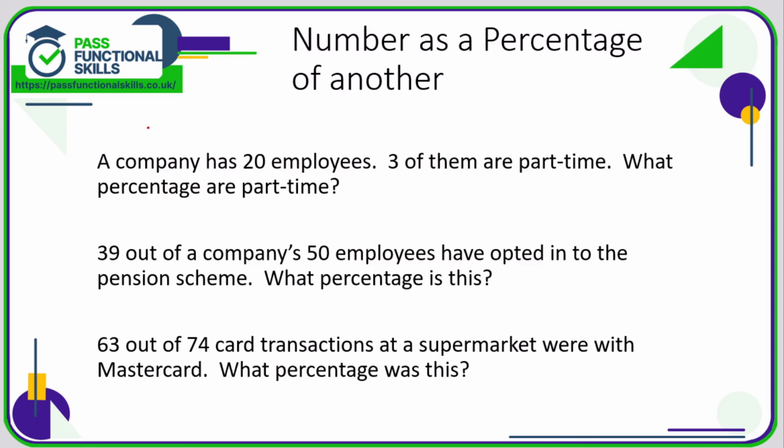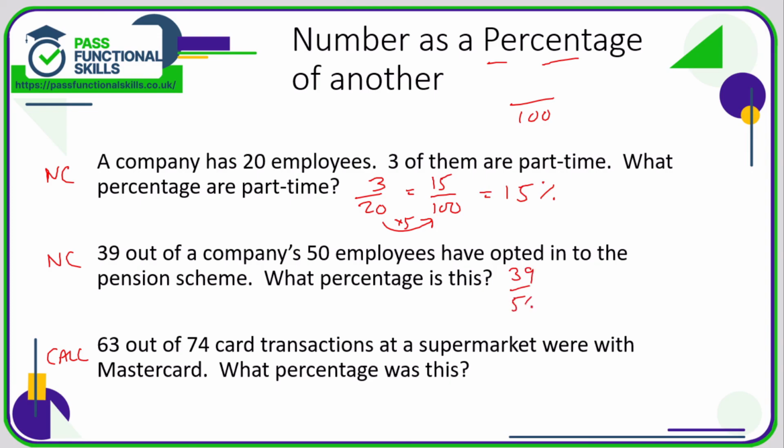So here are some example questions. So I would say these first two, no calculator, but for the third one, definitely a calculator question. Now the key thing is to turn it into a fraction. So a company has 20 employees, 3 are part-time, so that means 3 out of the 20 are part-time, and we're converting this into a percentage. Remember, percent means out of 100. So 20 to a 100 is times 5. So let's multiply the top by 5. 3 5s are 15, so that's 15%.